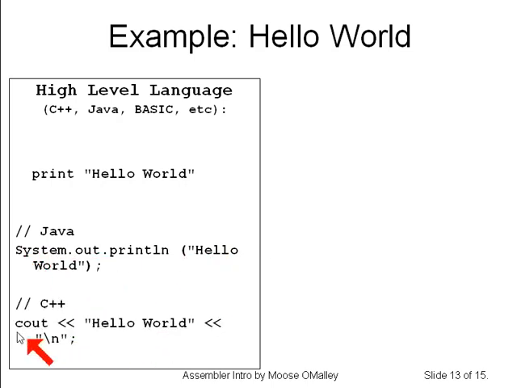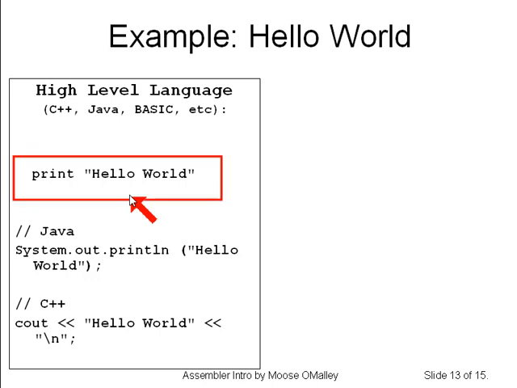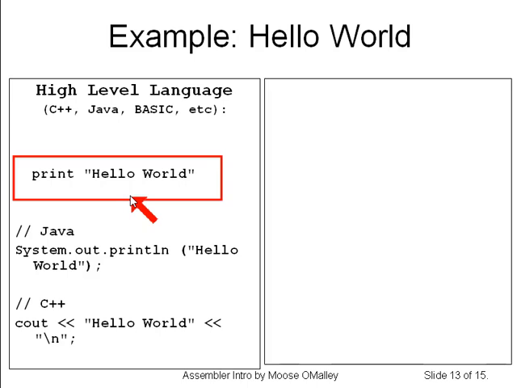In C++, it's a little bit different. You use cout, or character out, with some double less-thans to pipe the data out to the device. With a new line at the end, hello world followed by new line. Okay, so that's how you do it in Java, but we're basically looking at this line of code here, just in general terms. So how do you do that in assembler?